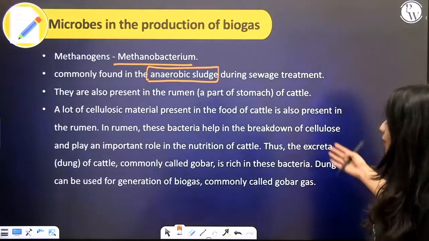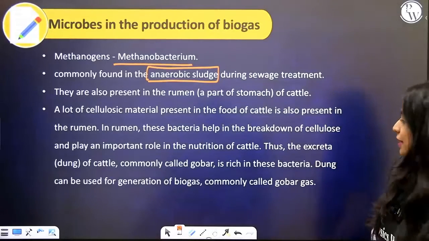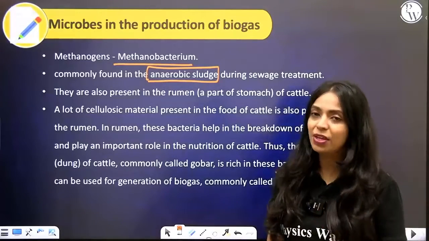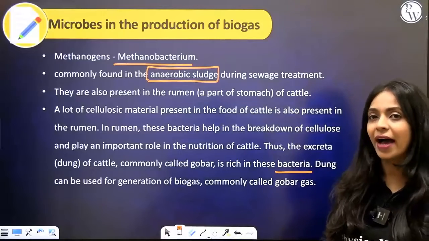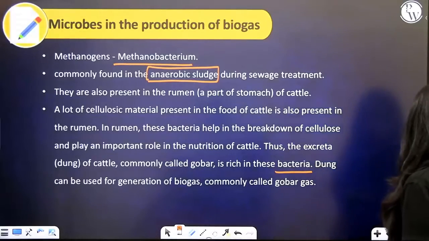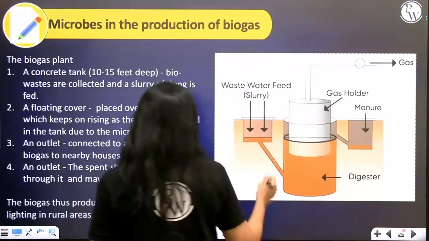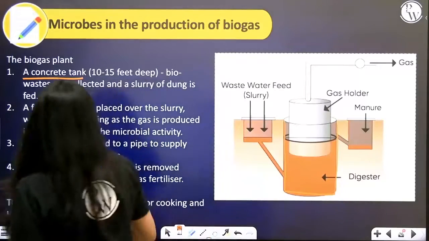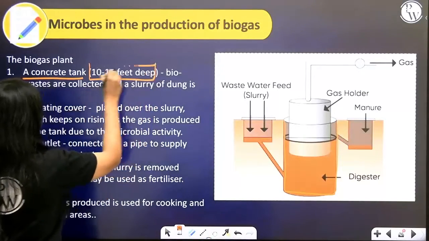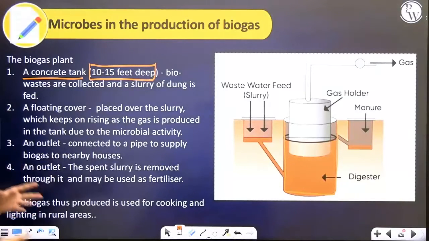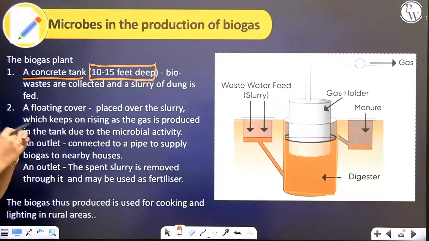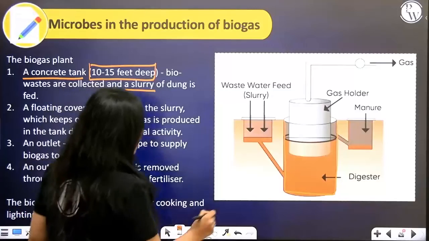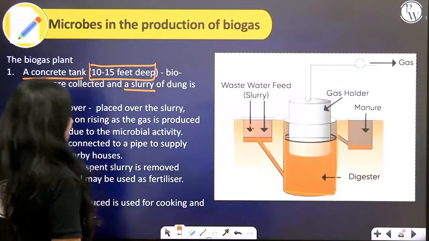So this excreta or dung of cattle, which we call gobar in Hindi, contains a lot of these methanogenic bacteria. So the cow dung can be used to generate biogas. So what does this biogas plant look like? It has a concrete tank. This is the concrete tank right here, which we call the digester. This concrete tank is about 10 to 15 feet deep. All the bio wastes are collected and fed into this digester in the form of a liquid that we call slurry. So there is an inlet to feed this slurry.